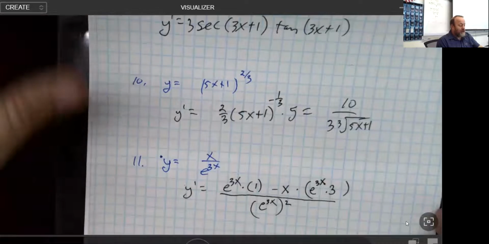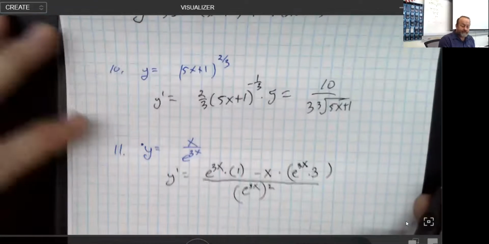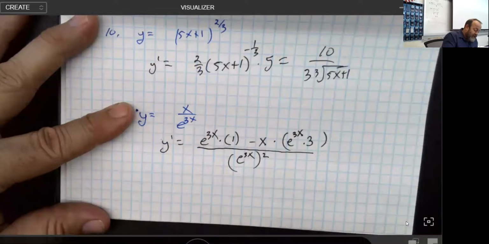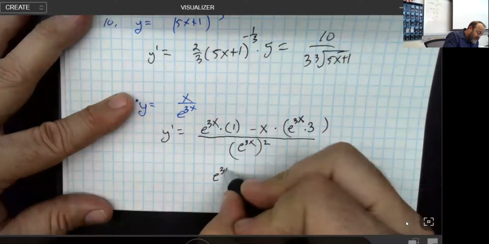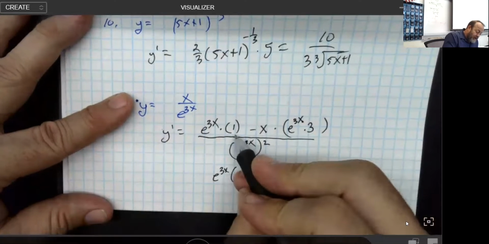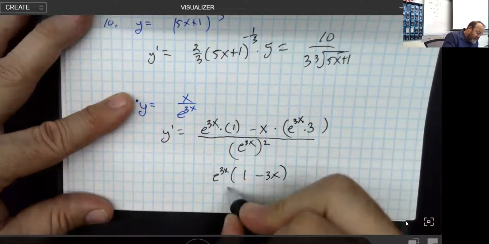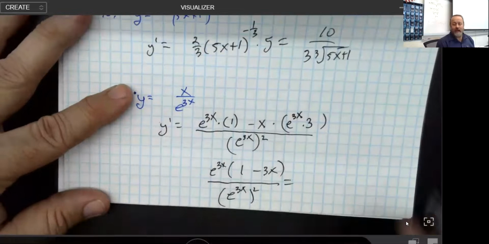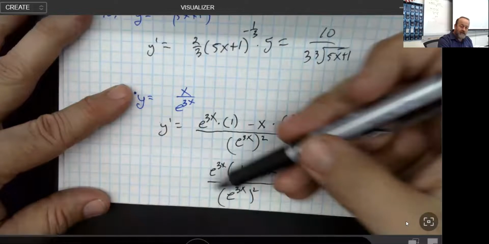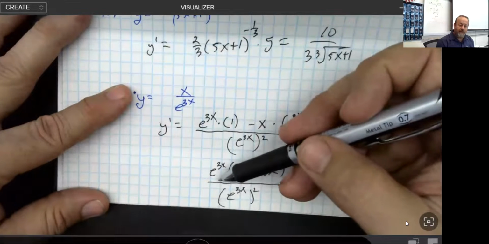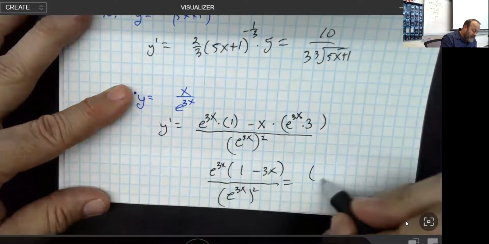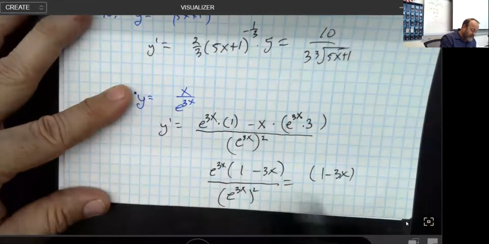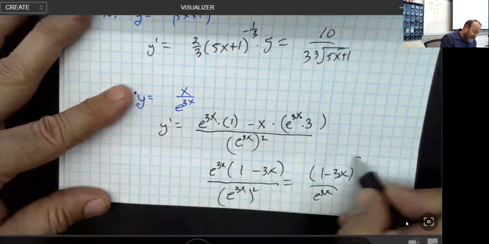Now, what is very convenient about this particular problem is that you will notice that the numerator has both terms having an e to the 3x in it. So if I factored that out, I'd be left with a 1 here and a minus 3x there, and the bottom has this e to the 3x squared. But this tends to happen on these exponential problems. You notice these have something in common. The top and the bottom have an e to the 3x. So I'm going to divide the top by e to the 3x, and that just leaves this other argument. And when I divide the bottom by e to the 3x, I get e to the 3x.